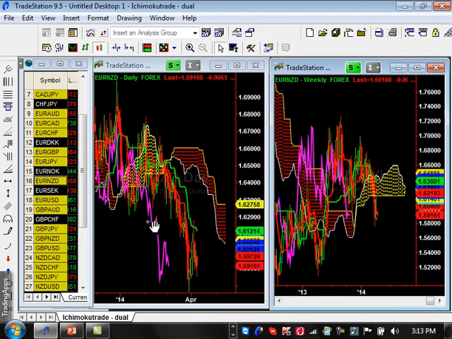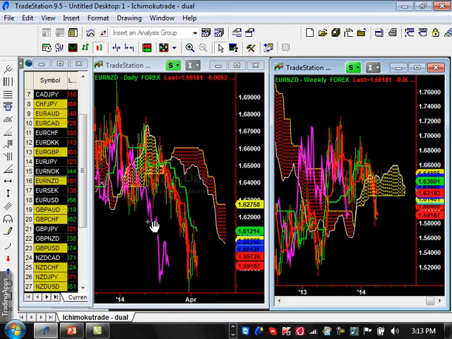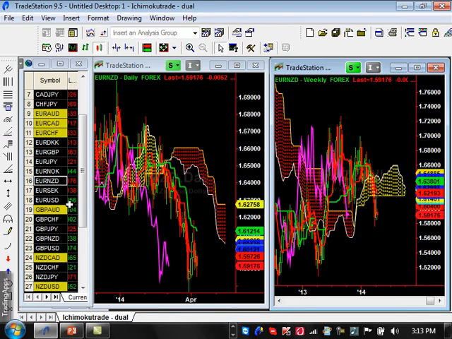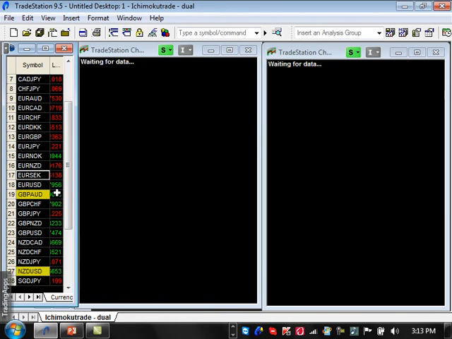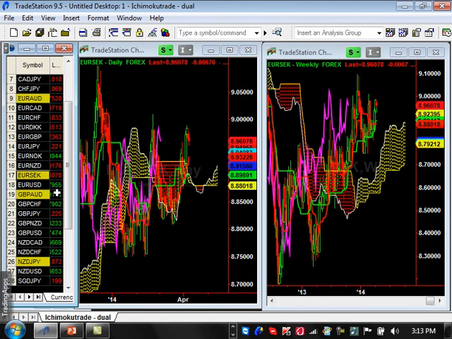So two trades so far to keep an eye on are New Zealand going down and also Euro Pound going down. Both of them have Euro as a weakness in both of those currencies.